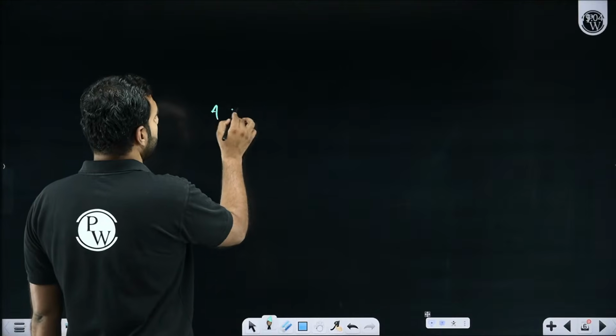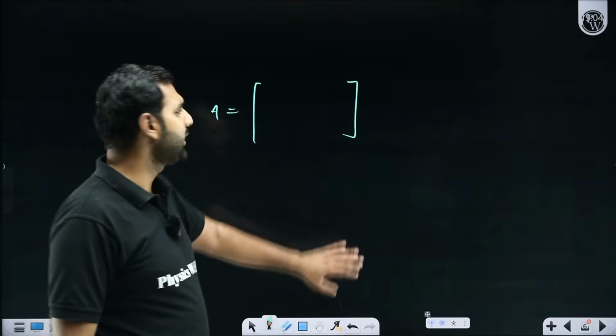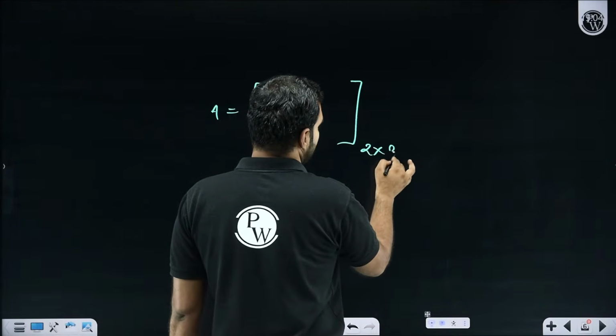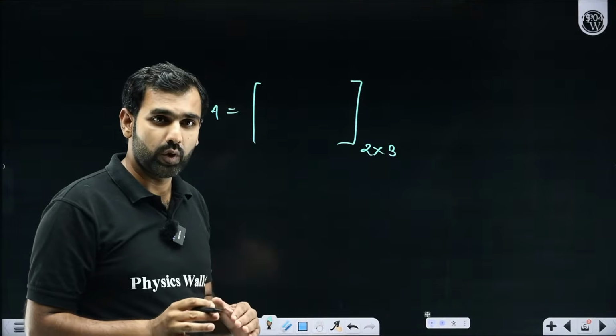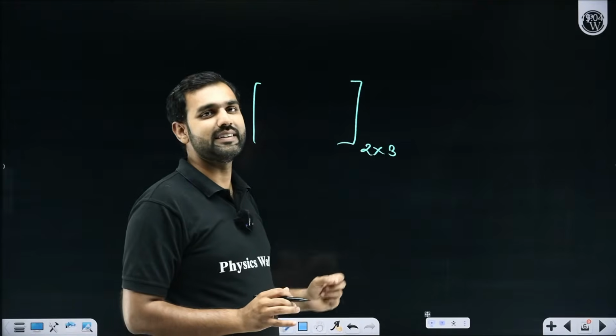Sir, what is a matrix? A matrix is a tabular arrangement of data. It's merely an arrangement. So for example, here I am creating a 2 by 3 matrix. So a 2 by 3 matrix would mean there are 2 rows and 3 columns. So there will be technically 6 elements here.